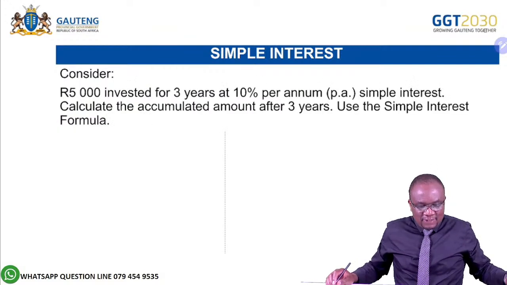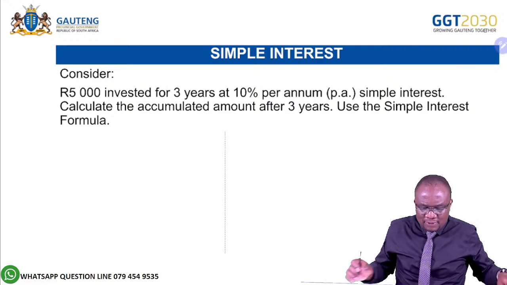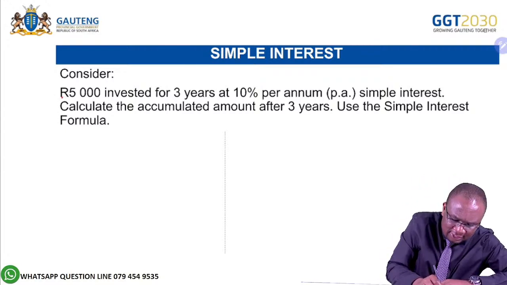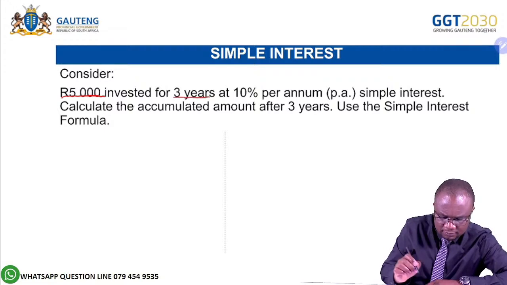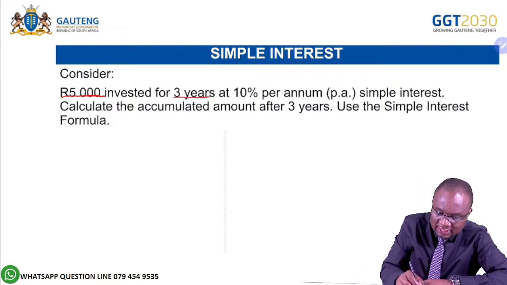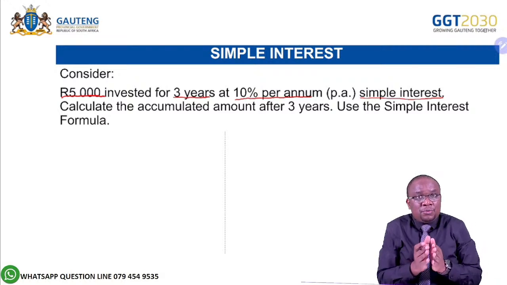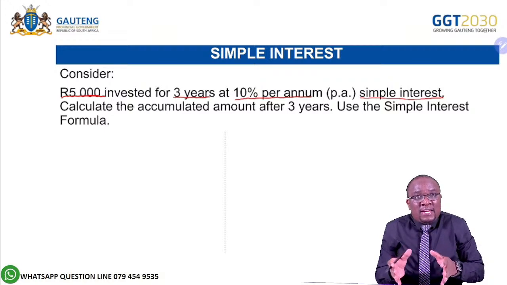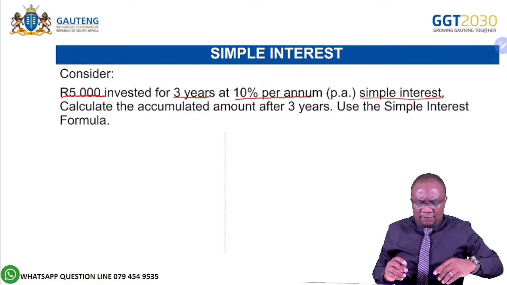Consider 5,000 invested for 3 years at 10% per annum, simple interest. Highlight the important information: 5,000 invested for 3 years. In the examination, that's what you do. Highlight 10% per annum, simple interest. Because in the exam, you have to know which interest it is, whether it is simple interest or compound interest.